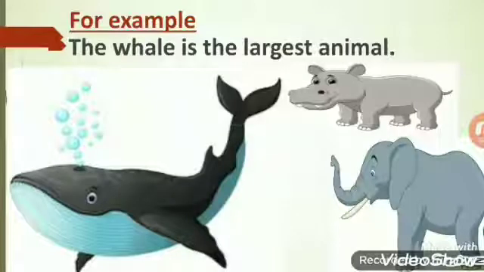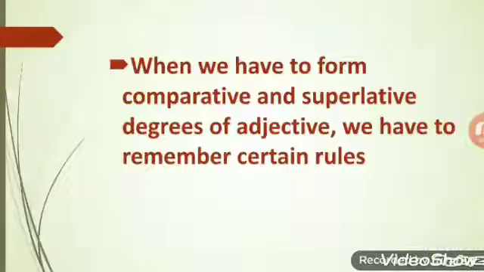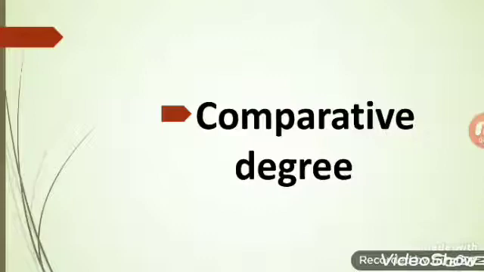For example, the whale is the largest animal. In the given sentence, largest stands for superlative degree, as here whale is compared with all the other animals. Okay. Children, when we have to form comparative and superlative degrees of adjective, we have to remember certain rules. So, let us see first the rules of changing an adjective to their comparative degree.